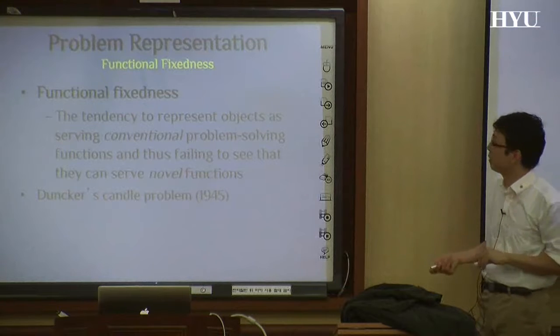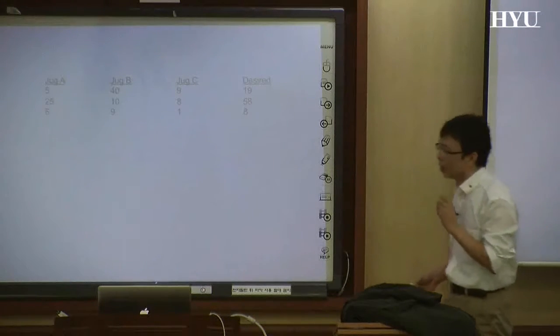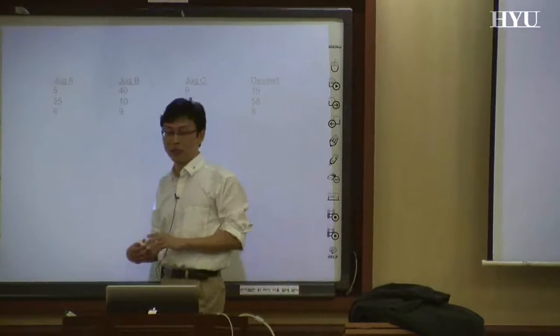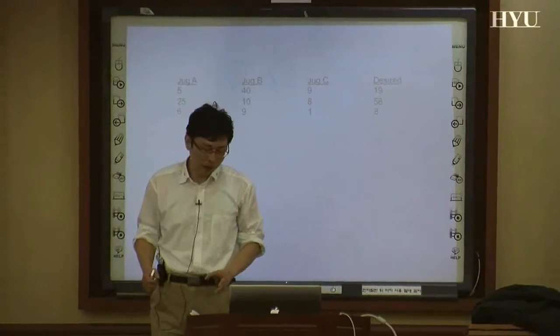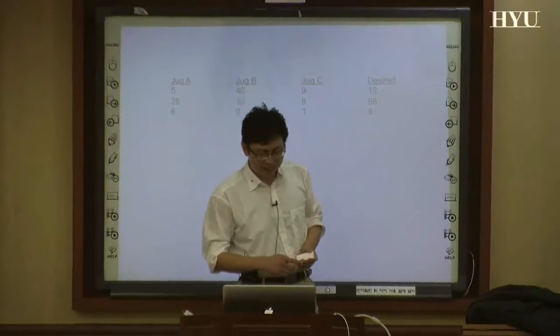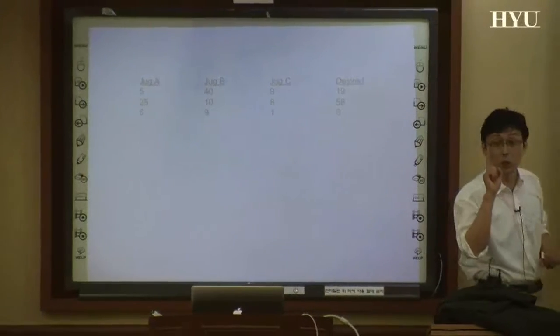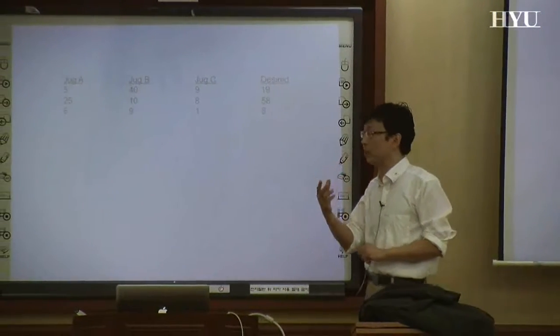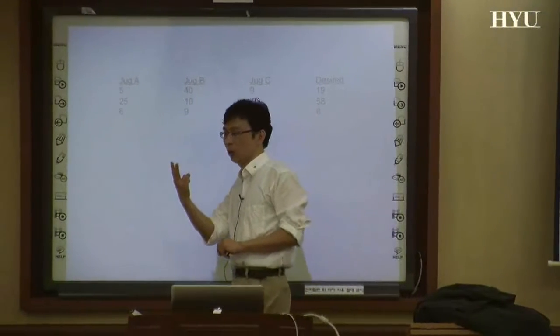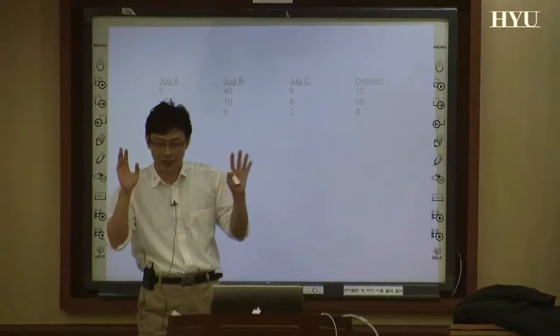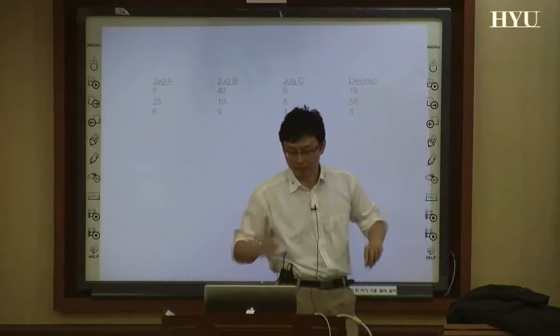The second one is a really interesting experiment. It's done by, I forget, who's that? Right, the idea is this one. Functional fixedness is one thing why we cannot find the creative answer. The second issue is the set effect. I can explain what the set effect is.